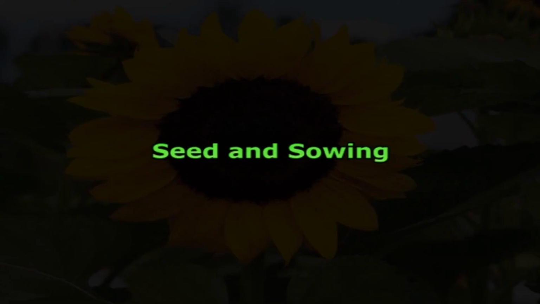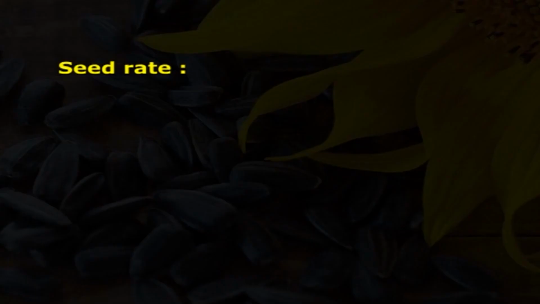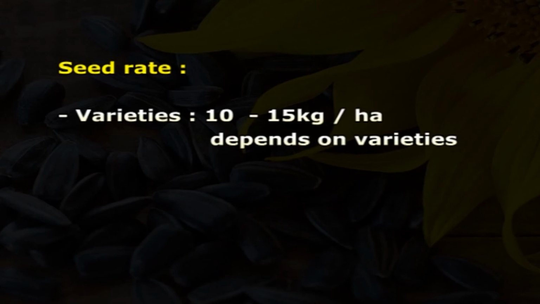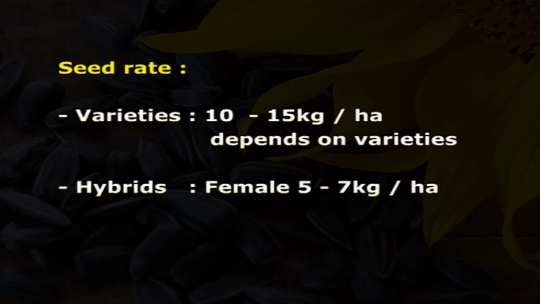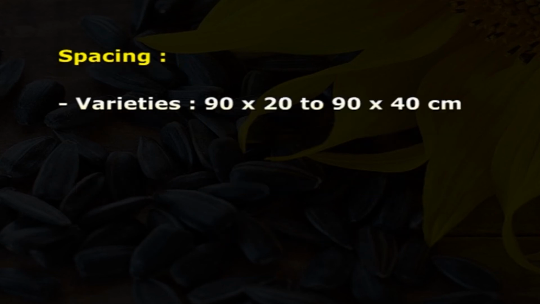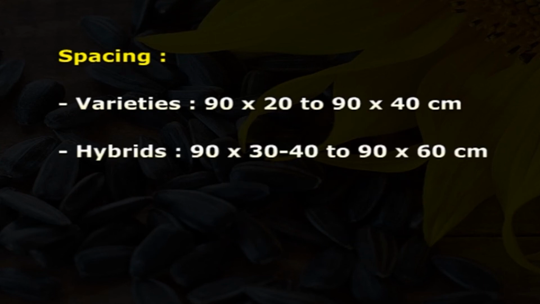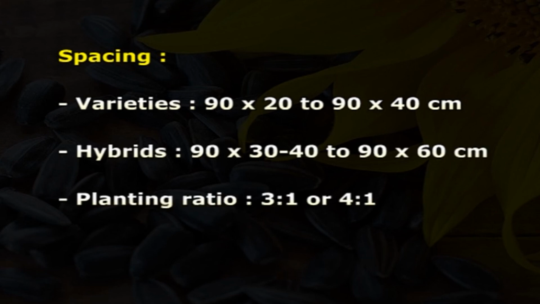Coming to seeds and sowing, the seed rate for varieties is 10 to 15 kg per hectare, depending on the variety. And for hybrids, the female parent should be 5 to 7 kg per hectare and the male parent should be 2 to 2.5 kg per hectare. For varieties, the spacing must be 90 x 20 to 90 x 40, and for hybrids it is 90 x 30 and 90 x 60 centimeters. For hybrids, the planting ratio would be 3:1 or 4:1 and the number of border rows may be 3.